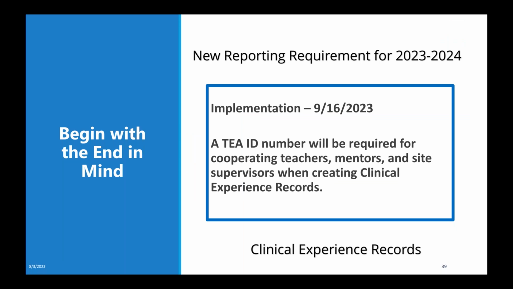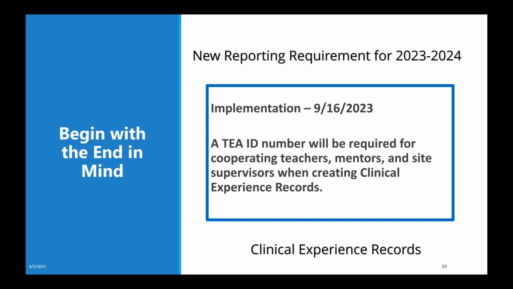EPPs were notified last fall in training that, per EPP requests, the TEAID number for cooperating teachers, mentors, and site supervisors would be optional to report for 22-23, but would be required for reports in 23-24. TEAID numbers are important as they validate the data when a last name may be common, and additionally allow connections to be established with other data, which can be used for a variety of purposes, including to inform policy decisions.